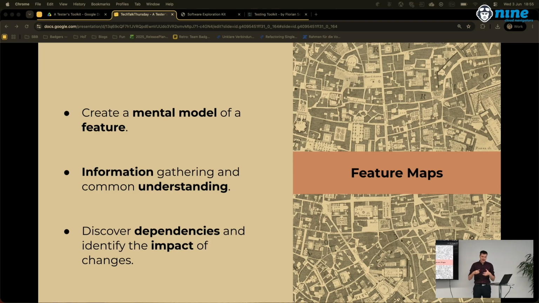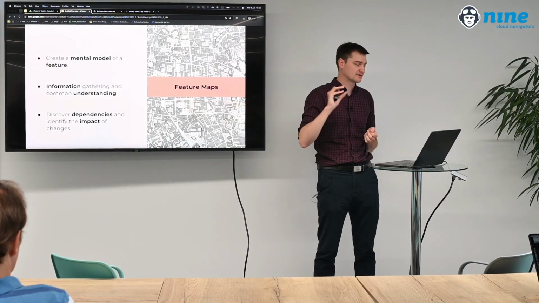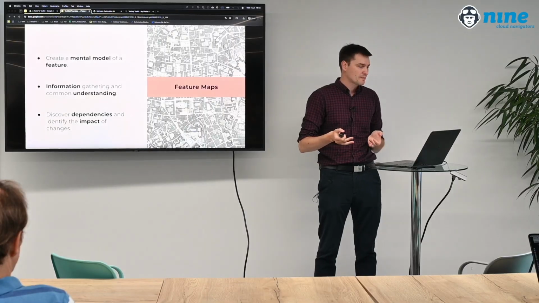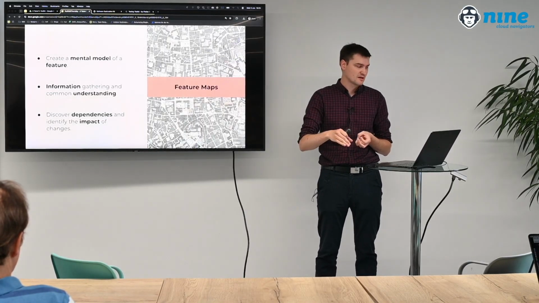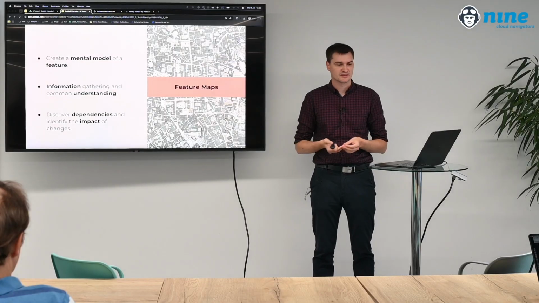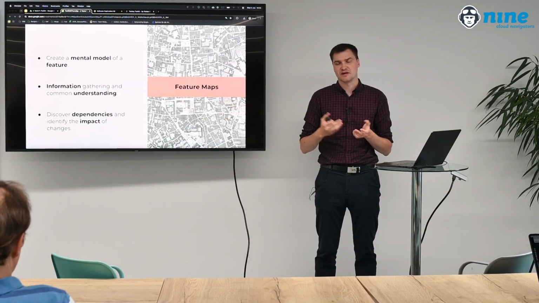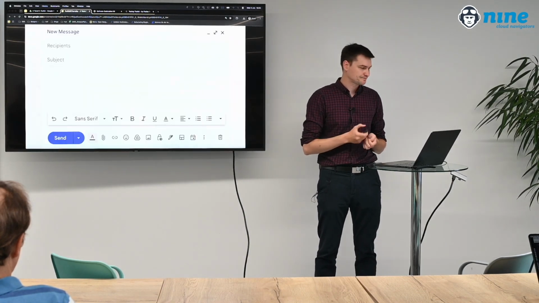Creating the feature map helps you gather information and get an understanding of the feature in a structured way. And then after you have created it, you can come back to it, for example for impact analysis, or to think about dependencies. This way you create opportunities to see problems or things you are missing.